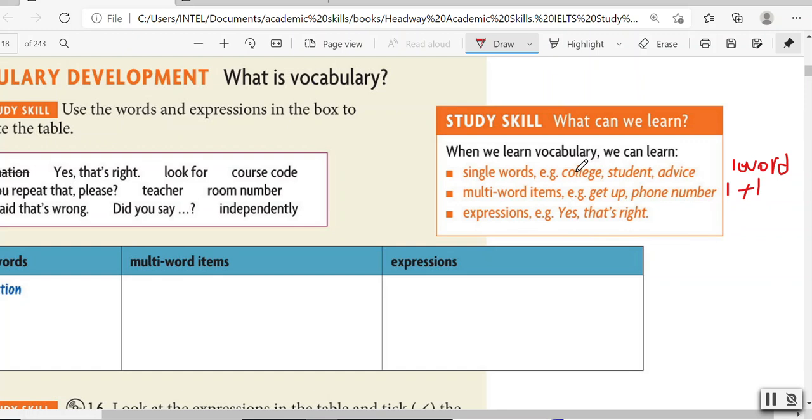Single words like college, student, advice. And multi-word items, I told you, it means using two words together, like get up, phone number.